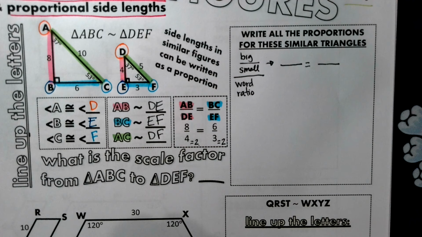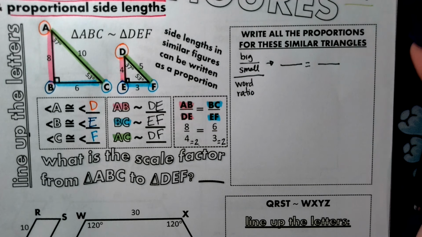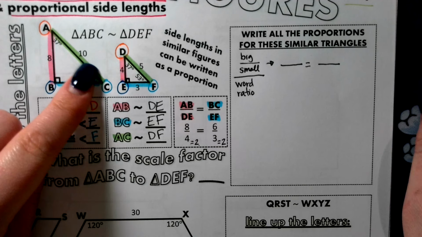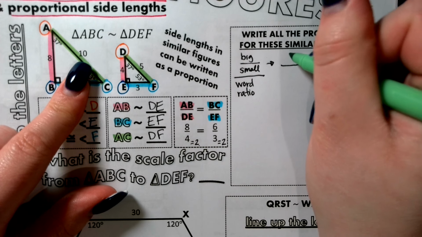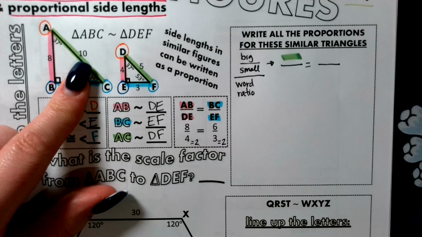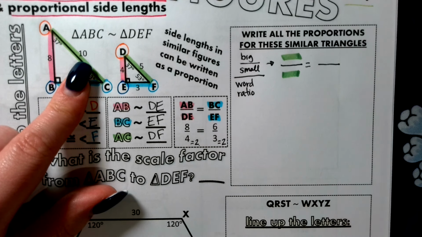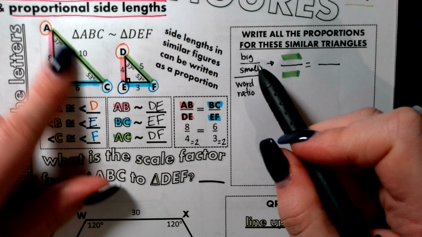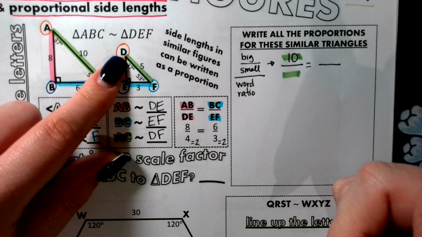The big shape side over the small shape side. Let's start with our green AC. So I need the same colors on top and bottom because they are proportional to each other. So my big green side, that AC, is equal to 10 over my small green side, which is equal to 5.